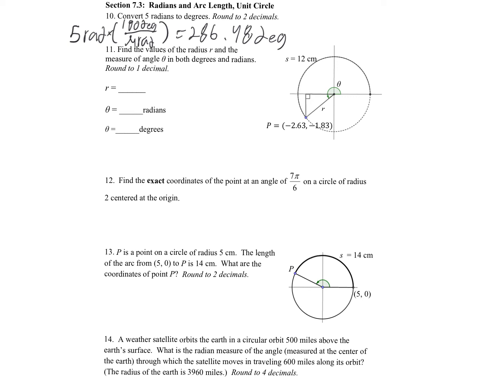So 11, find the values of r and theta. First for this, we realize we need to solve for theta, and we know that somewhere we're going to use the equation S equals r theta. And first off, we need to find our r. So if we look at this triangle given down here, it gives us this point. So this tells us for this triangle, we have our x point of negative 2.63, so that would be the x side. And we have a y point, 1.83.